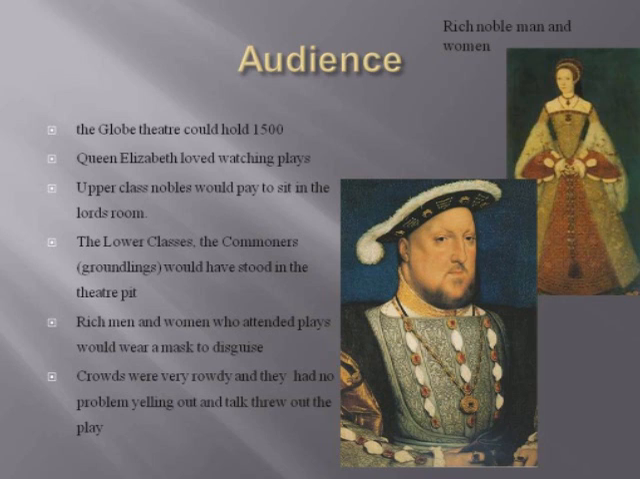Audience. The Globe Theatre could hold 1,500 people. Queen Elizabeth often watched plays at the Globe. Upper-class nobles would pay to sit in the Lord's Room. Lower-class commoners, groundlings they would be called, would have stood in the pit. Rich men and women who attended plays would wear masks to be in disguise. Crowds were very rowdy, and they had no problem yelling out and talking throughout the whole play. In the picture on the right, you will see how the rich noble woman and the rich noble man would have dressed to be at the play.